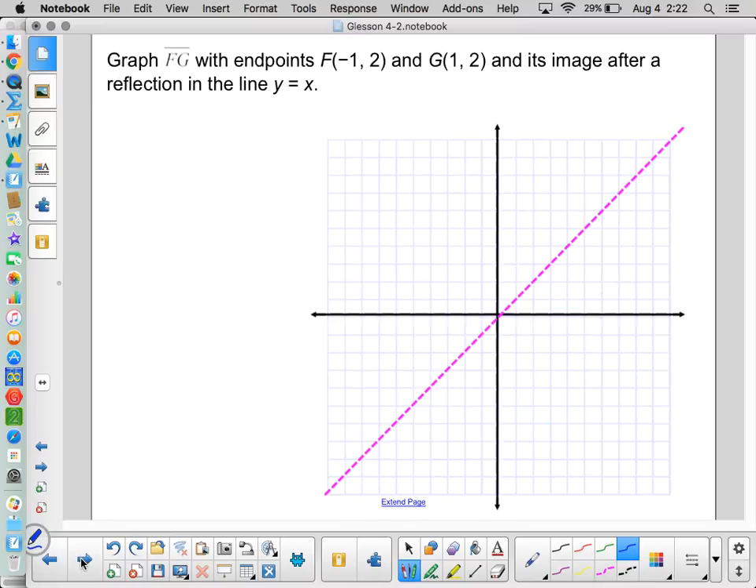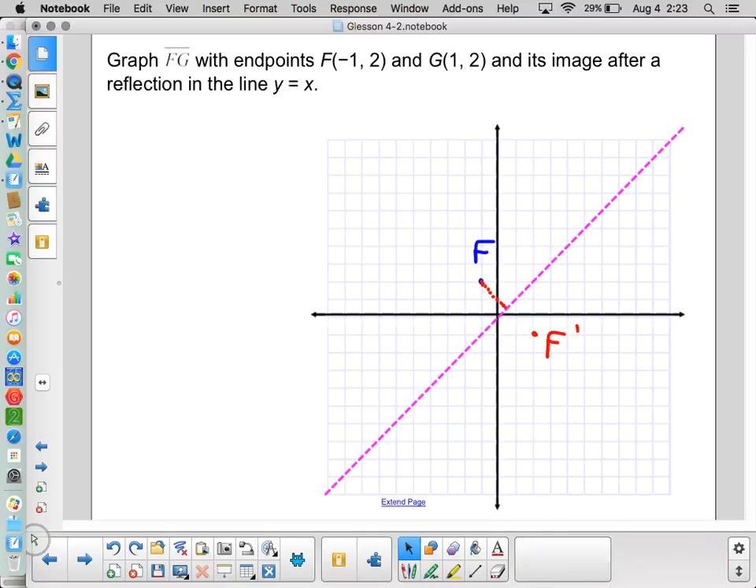Reflecting in the line y equals x is a little more challenging because it's not a horizontal or vertical line. It's a diagonal line at 45 degrees. So what I want to do when I do this reflection, F is at -1, 2. So -1, 2, there's F. Now, since this line is 45 degrees going up to the right, my mirror, my reflection has to be on the other 45 degree coming down to the left. You'll notice that's 1.5 diagonals away from my mirror.